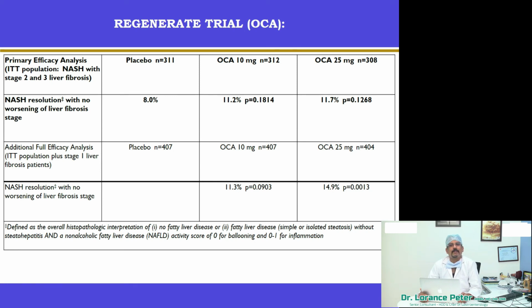Another promising drug which has come into the market recently is obeticholic acid. It's a farnesoid X receptor agonist which interacts with bile acid metabolism. It has been shown to reduce liver inflammation and fibrosis, and it is used especially for reversal of fibrosis in patients with NASH, fatty liver.